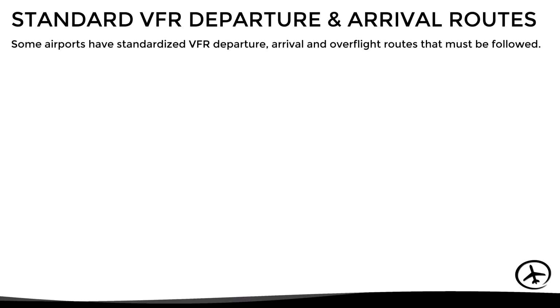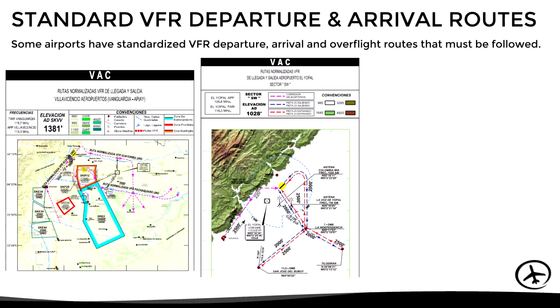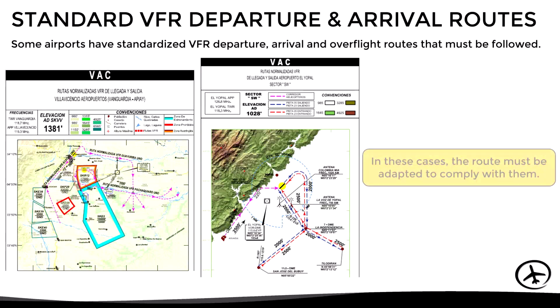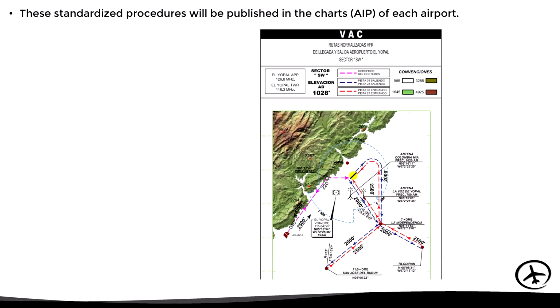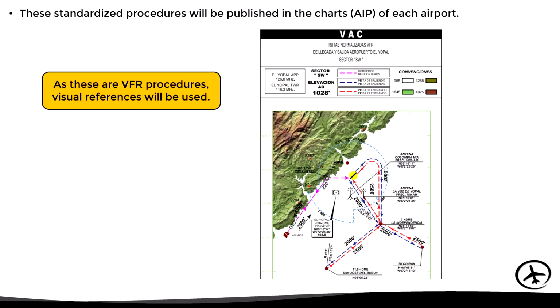The situation is that, at some airports, IFR and VFR air traffic management can be a bit complex, so in these cases, standardized departure, arrival, or overflight routes are designed for visual flights so as not to interfere with IFR traffic. If this is the case, during flight planning the planned route must be adapted to comply with these local procedures.